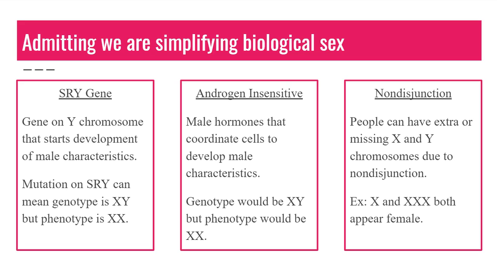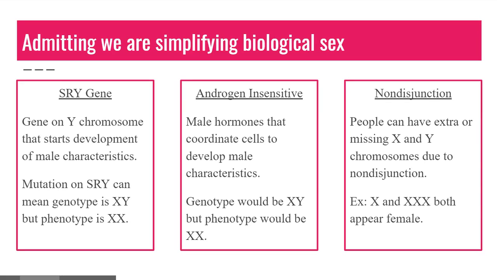And then the last one is looking at alterations between these two. There's a common, not terribly common, but common enough, mutation called non-disjunction. This is when your chromosomes don't separate, and we'll see this when we look at meiosis more in depth. This can cause people to have extra or completely missing X and Y chromosomes. An example that I have down here at the bottom is an individual that has one X chromosome or an individual with three X chromosomes; both are going to appear biologically female.